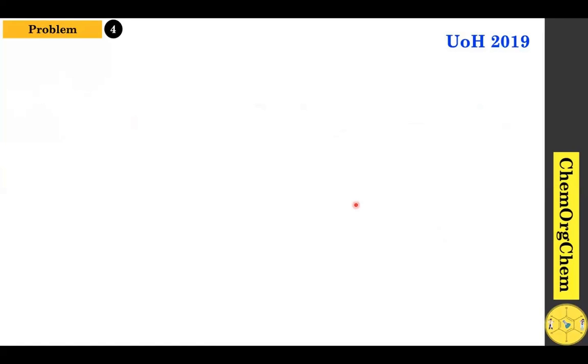Next, we're moving on to problem number 4. This is a question from the University of Hyderabad 2019 PhD entrance exam question paper. Here you see this is also an unsymmetrical diol. Therefore, there is an equal possibility to protonate each hydroxy group.